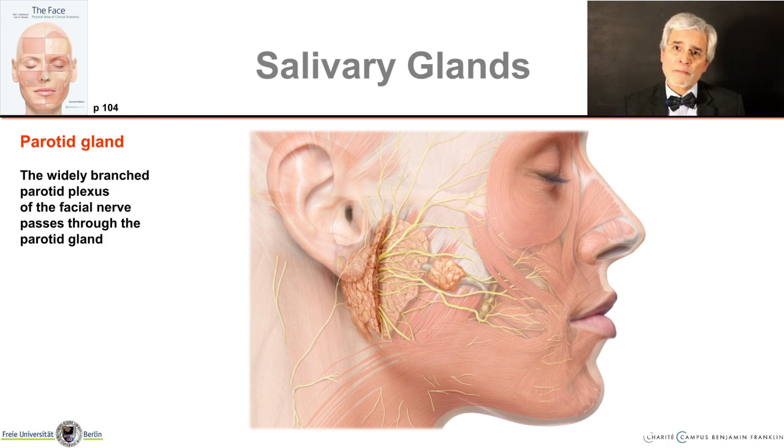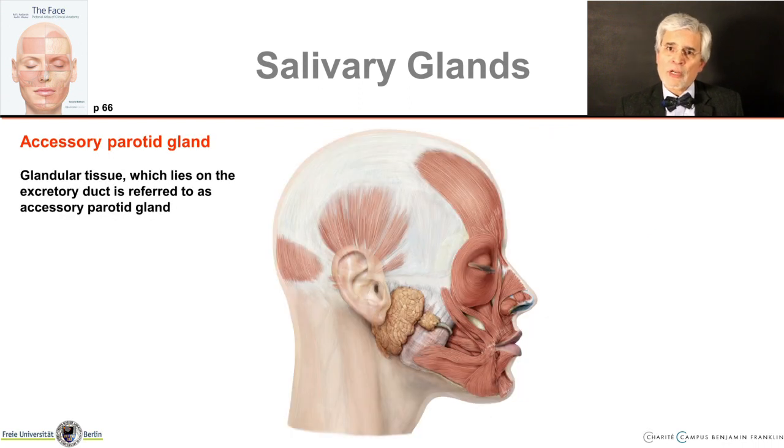The excretory duct of the parotid glands extends fairly horizontally in anterior direction and then curves medially around the anterior margin of the masseter muscle. And glandular tissue lying on the parotid duct is called the accessory parotid gland. And the parotid duct is also called the stenonian duct, and there are many proper names for it.